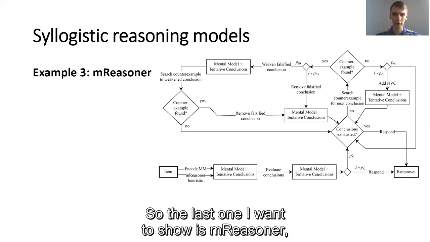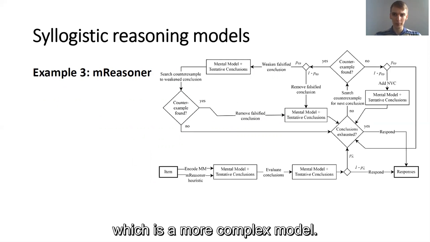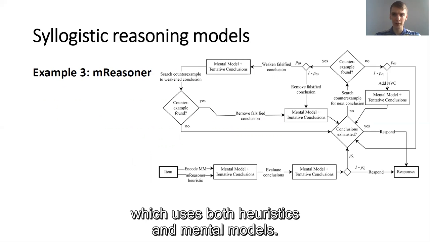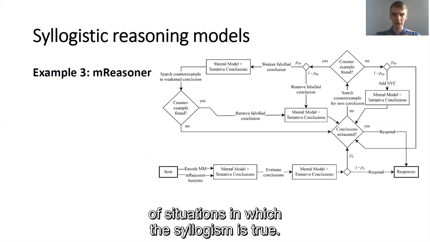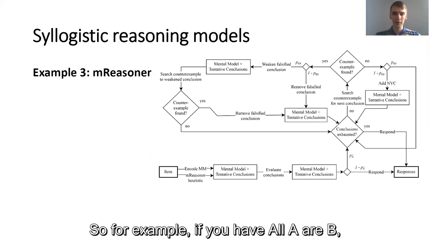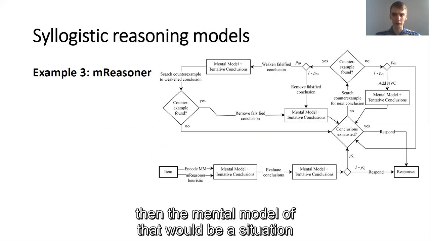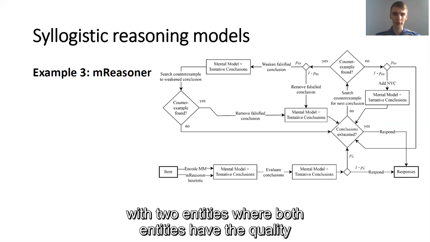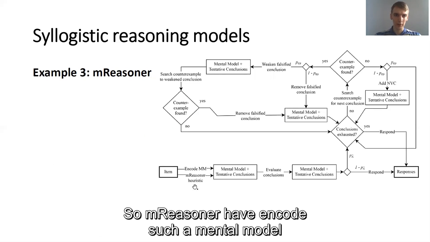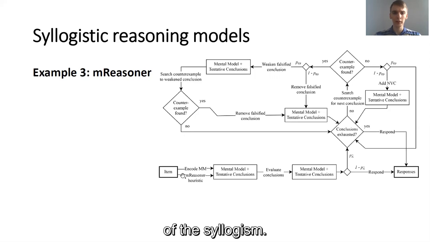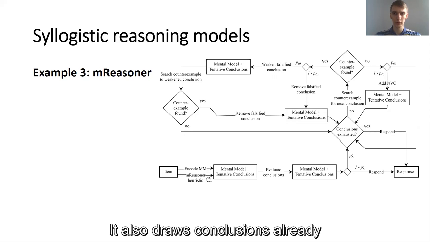So the last one I want to show is mReasoner, which is a more complex model, which uses both heuristics and mental models. So mental models are representations of situations in which the syllogism is true. For example, if you have all A are B, then a mental model of that would be a situation with 2 entities where both entities have the quality of A and the quality of B. So mReasoner encodes such a mental model of the syllogism. It also draws conclusions already from the syllogism heuristically.